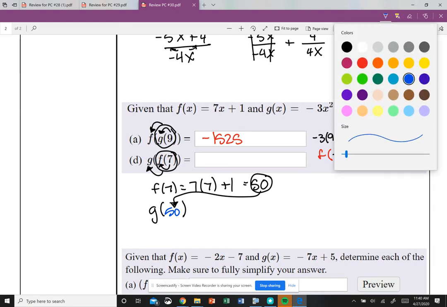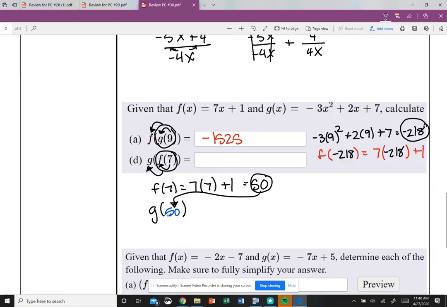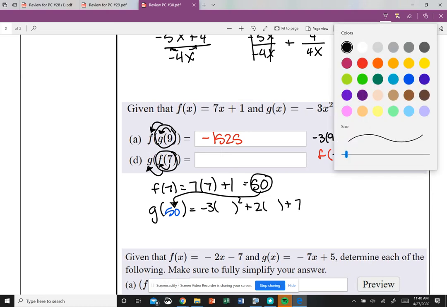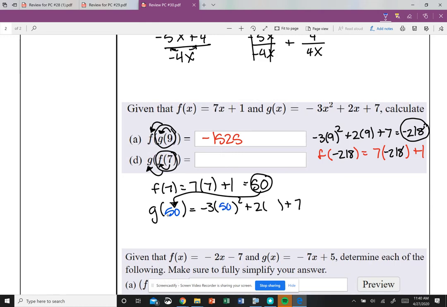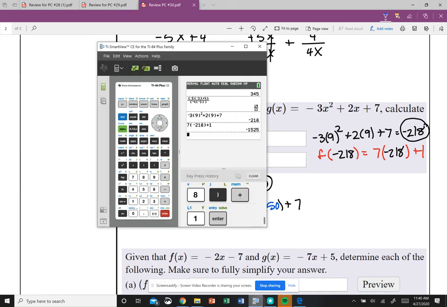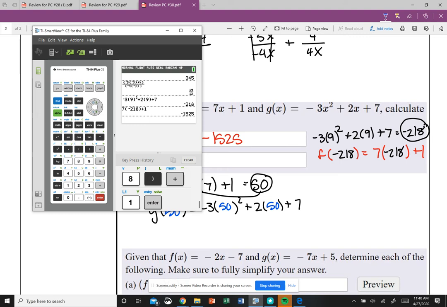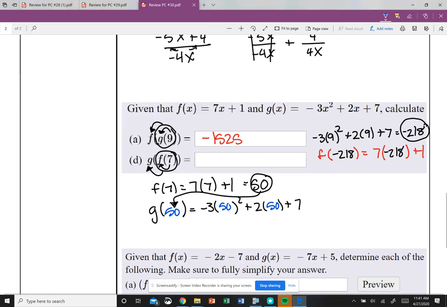Okay, so then our g function looks a little more complicated. So this is going to equal -3 times parentheses, space for the 50, squared, plus 2 times parentheses, space for the 50, plus 7. So I'm going to pull out my handy-dandy calculator and plug that whole thing in. -3 times 50 squared plus 2 times 50 plus 7. And I hit enter, and I get -7393.